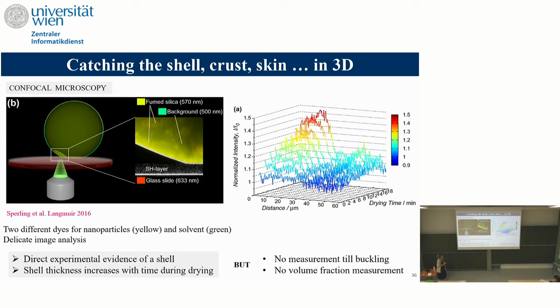But there was no measurement of buckling, so there was no possibility to see what is driving this buckling, if it's related to some properties of the shell or not. And there was no measurement of the volume fraction, just saying I have an accumulation of stuff here, of particles, okay?